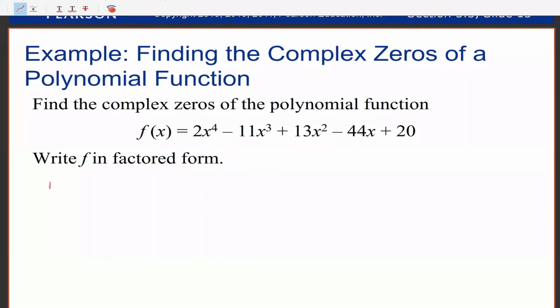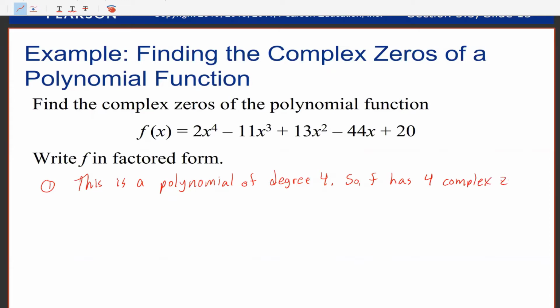So the first step that you need to follow is determine the degree of the polynomial and therefore how many complex zeros you are looking for. So for example, this is a polynomial of degree 4. So f has 4 complex zeros. The degree of the polynomial always tells you the number of complex zeros.